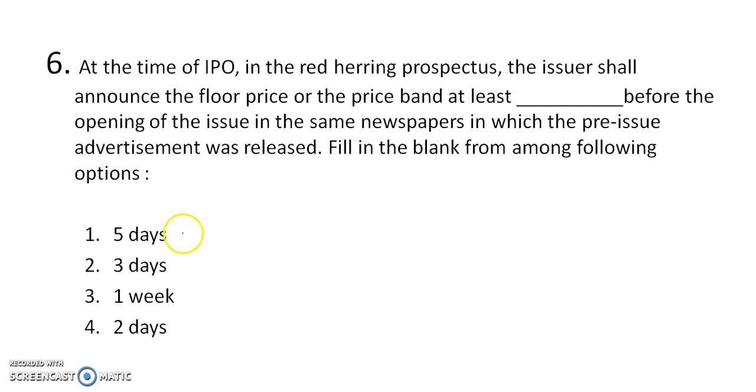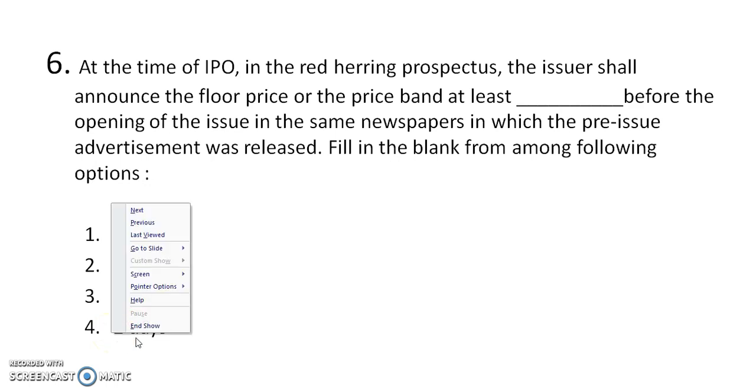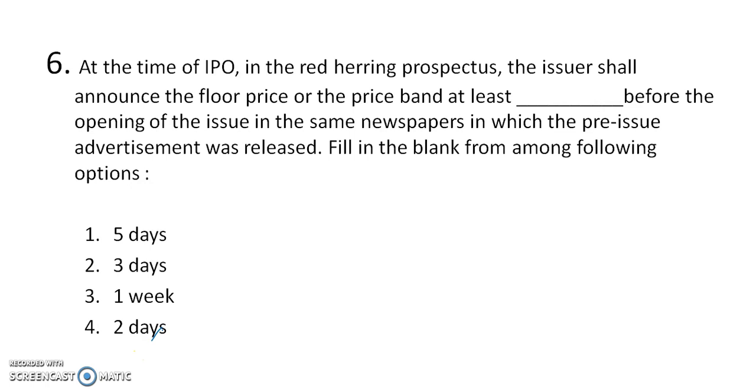At the time of IPO in the red herring prospectus, the issuer shall announce the floor price or the price band at least dash before the opening of the issue in the same newspapers in which the pre-issue advertisement was released. Okay, this particular statement I've taken from the SEBI regulations, basically the original report. Now the answer here is 2 days. Previously it was 5 days.